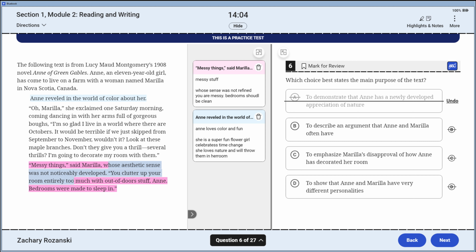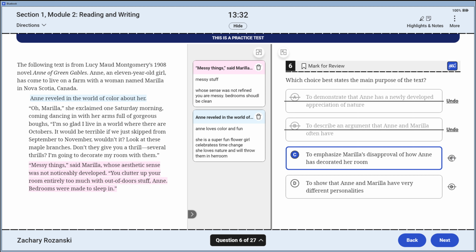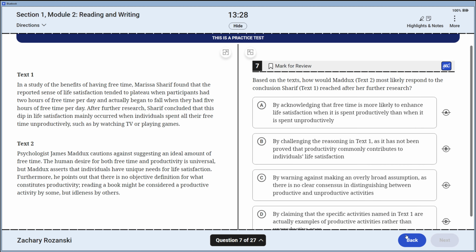"You clutter up your room entirely too much with this outdoor stuff." I think that's missing the point here. I'll leave it on the table, though. To emphasize Marilla's disapproval of how Anne, this is focusing just too much at the very end. The final sentence, bedrooms are made to sleep in. Sure, she disapproves of how she is planning on decorating her room, but we're missing the larger point, which is that these are different kinds of people, and to show that Anne and Marilla have very different personalities. Absolutely. We started with Anne, we ended with her being like this closed-minded, stuffy person. These two are tempting, but they fit under the umbrella of what the entirety of this text is doing.